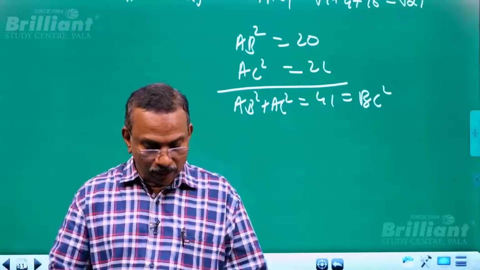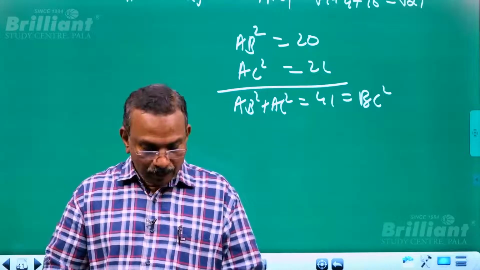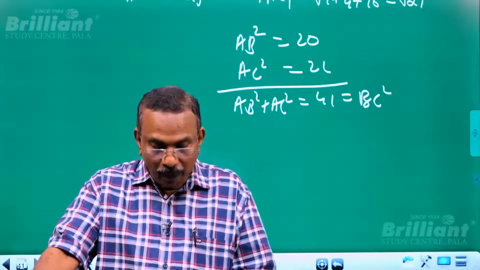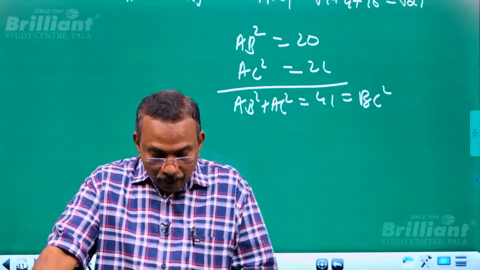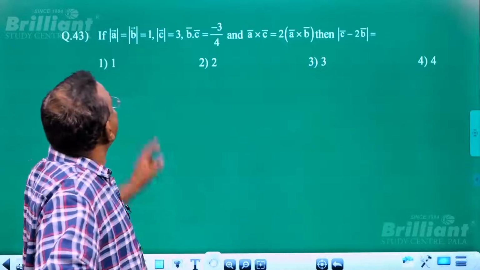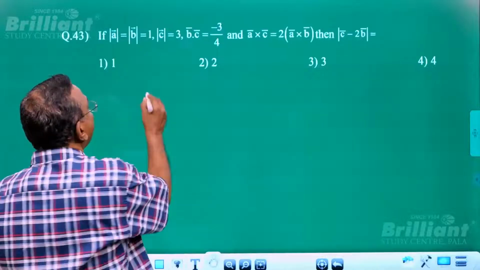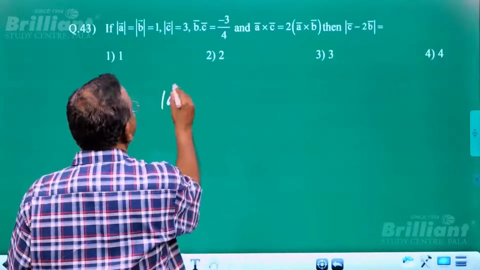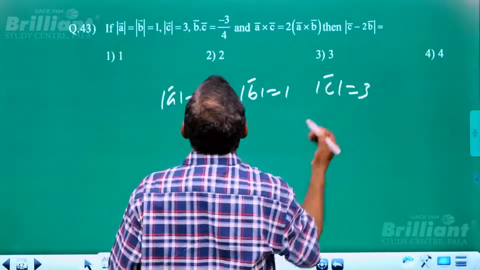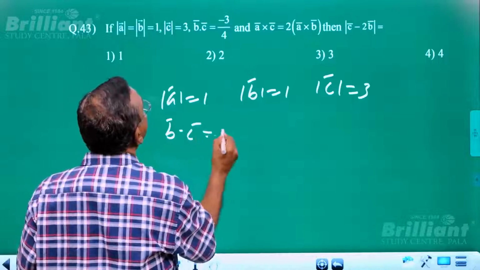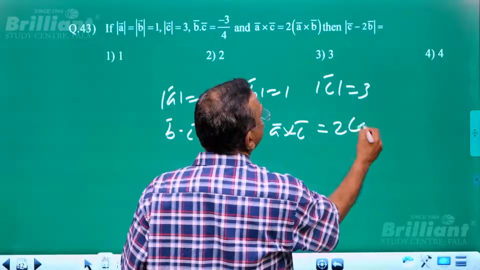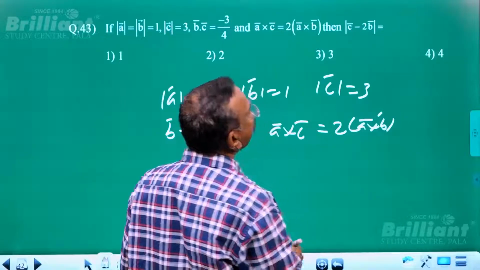Now we come to question number 43. Mod A bar is equal to mod B bar, equal to 1, and mod C bar is equal to 3. B bar dot C bar is equal to minus 3 by 4. And A bar cross C bar is equal to 2 times A bar cross B bar. Then what is mod C bar minus 2B bar?